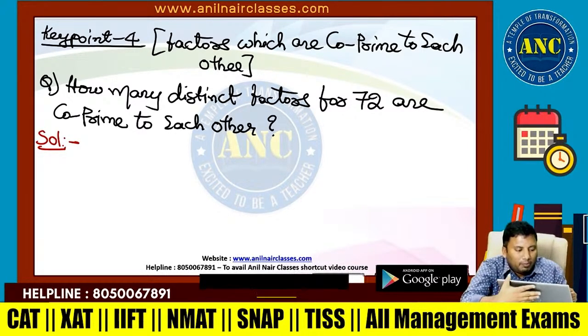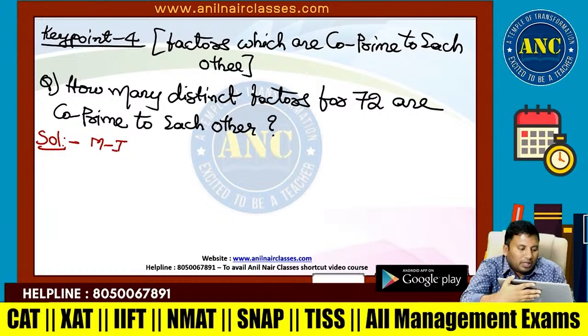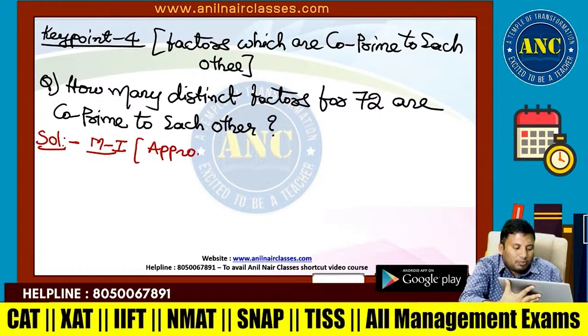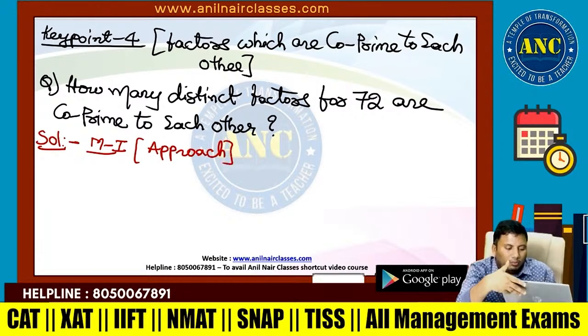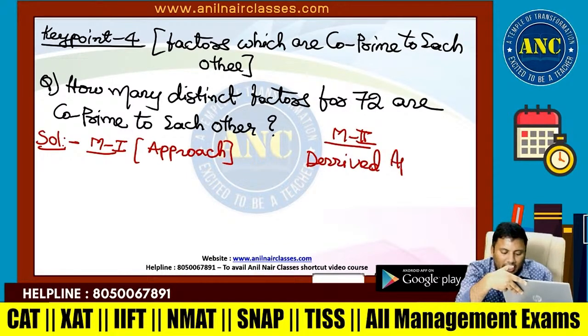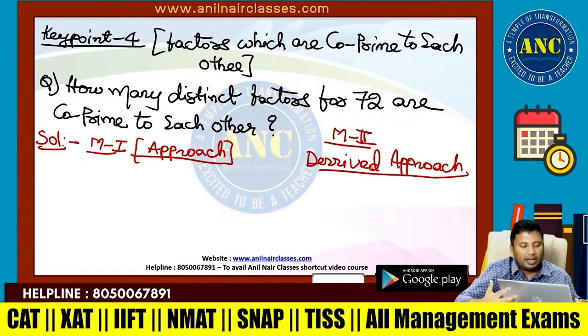Now, method 1 is the generic approach. Method 2 is nothing but the derived approach. Method 2 will give you the answer fast.